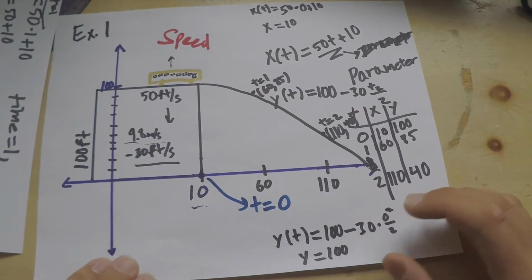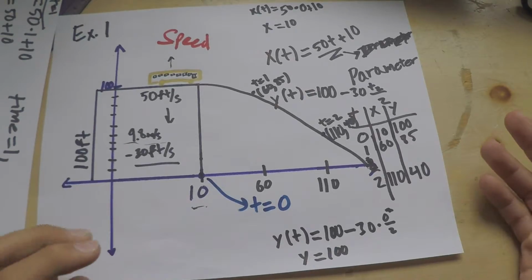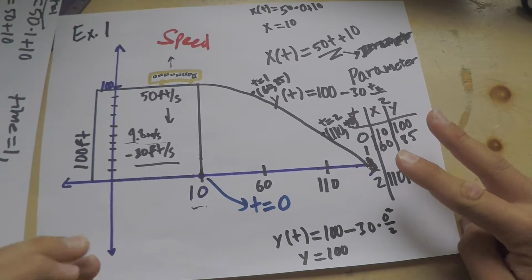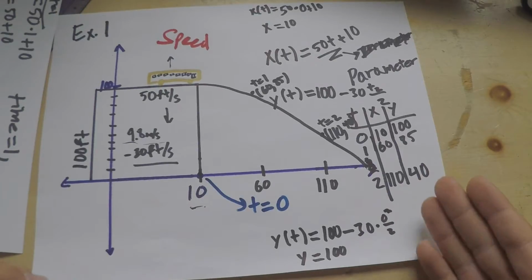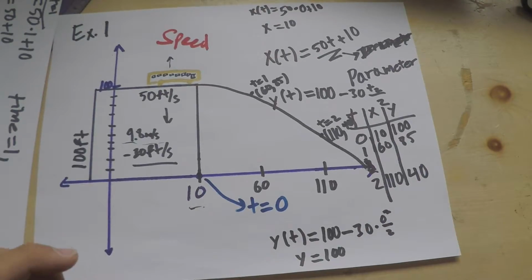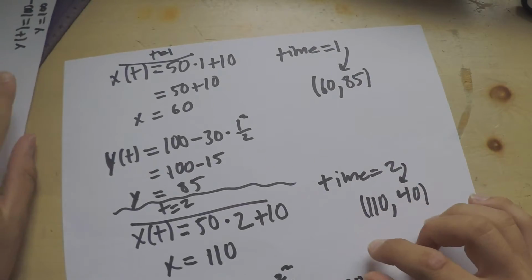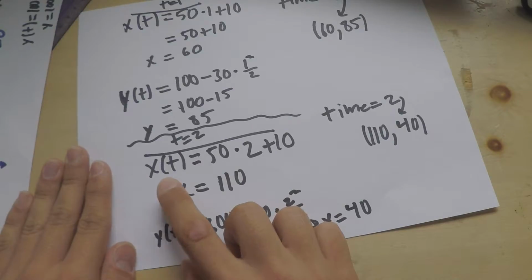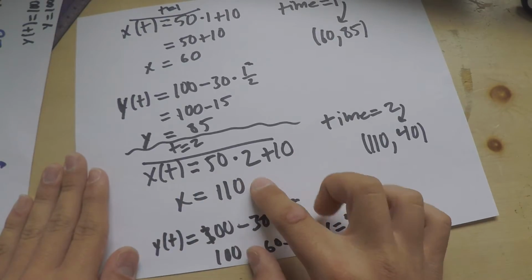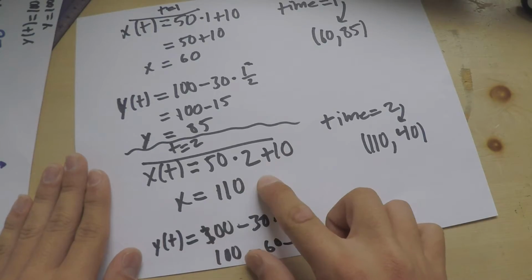When I was going through editing, it seems that some of the footage that I had taken of solving for when t equals 2 wasn't there, so I'm refilming this. I had just finished the problem, so I'll pick up where I left off. When we're solving for t equals 2, we're going to find the function x as a function of time equals 50 times 2, which is 100, plus 10, which equals 110. So x would be 110 when time equals 2.